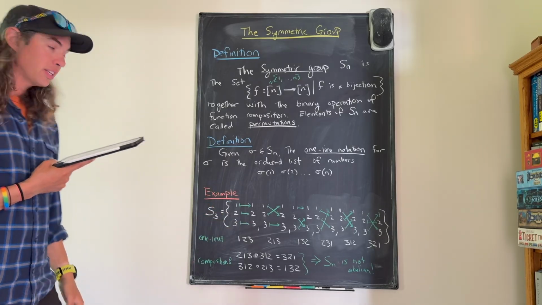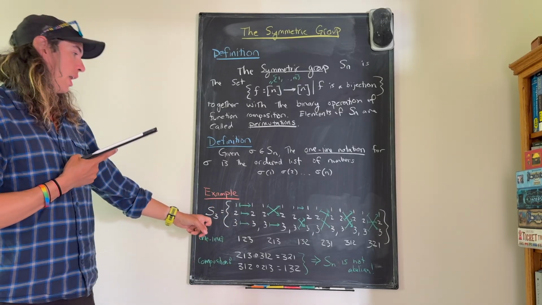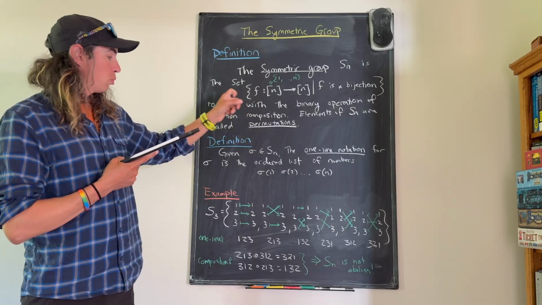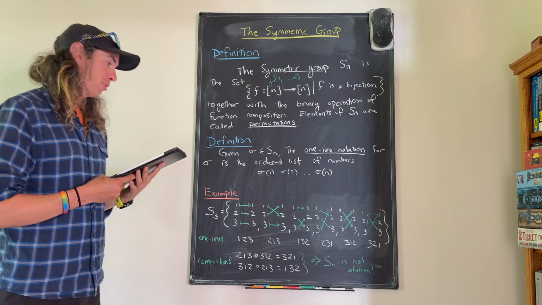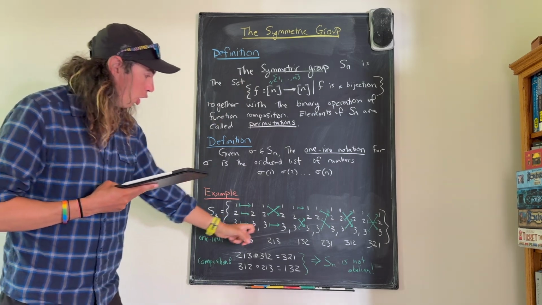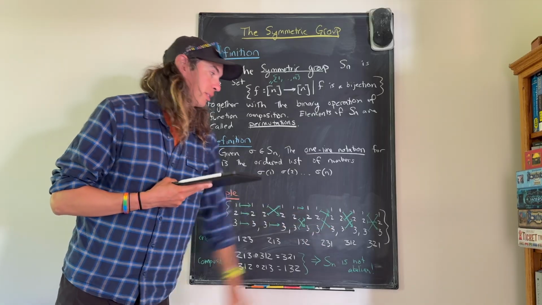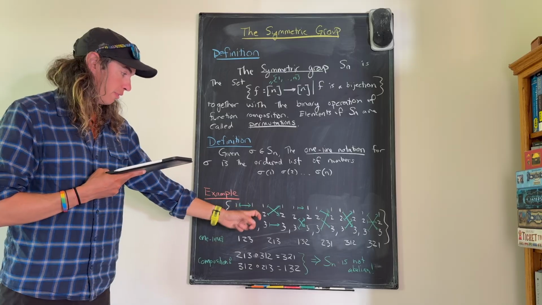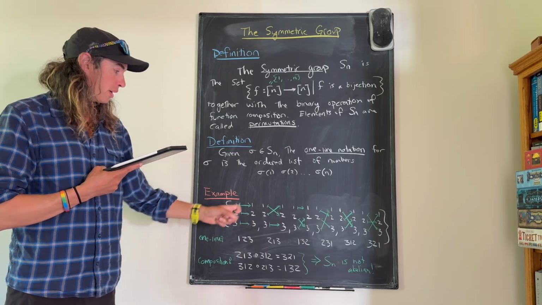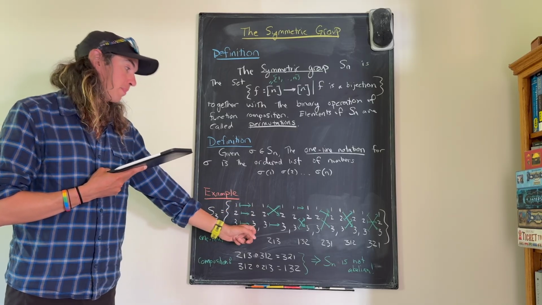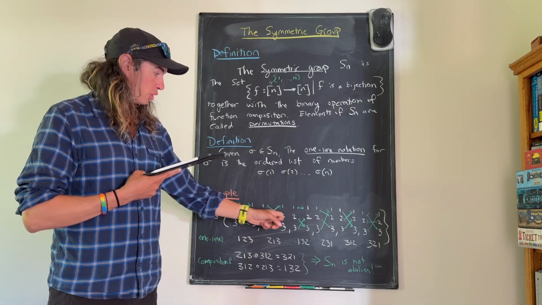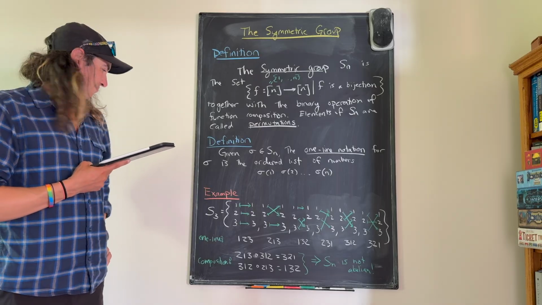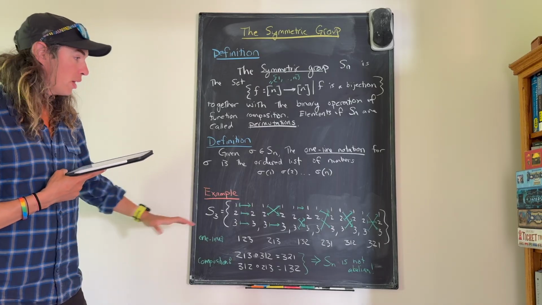Okay, so for example, S3. S3 is, as a set, the set of bijections from the numbers 1 through 3 to the numbers 1 through 3. And here I've drawn out all possible bijections. For example, this denotes the function which sends 1 to 1, 2 to 2, and 3 to 3, whereas this is the function which sends 1 to 2, 2 to 1, and 3 to 3.